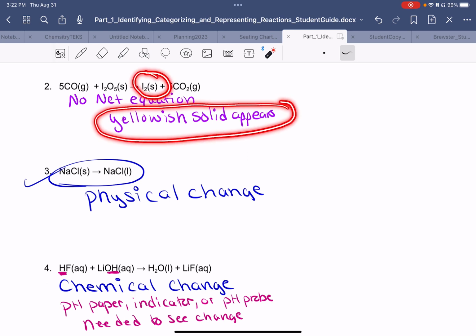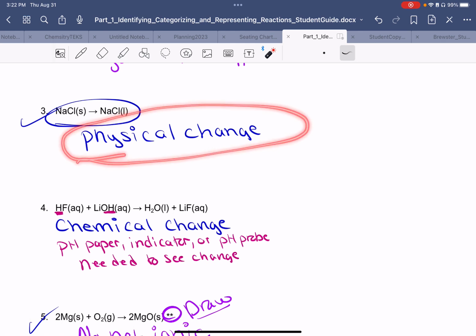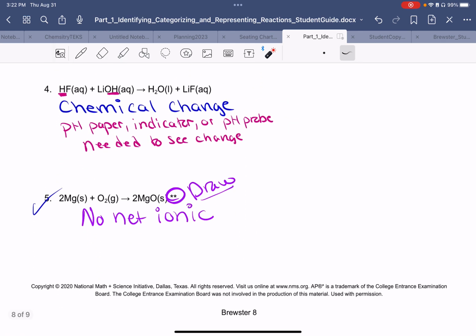That is the I2. Physical change. We did this one in class, chemical change, and we looked at the fact that this is an H on the front, OH on the back side here, so I have an acid-base reaction. When I see acid-base reactions, the way that I can see those is using pH paper indicator or a pH probe in order to see the changes. Otherwise, it's a colorless solution.